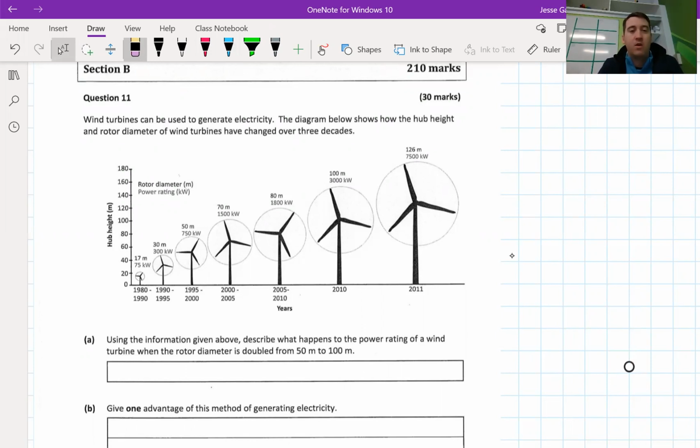Okay, so the first thing we're going to do is take a look at the blurb. It's 30 marks as well, which suggests to us that about 10 minutes is the time we are allowed for this. So again, get your timer set for 10 minutes and get stuck into it.